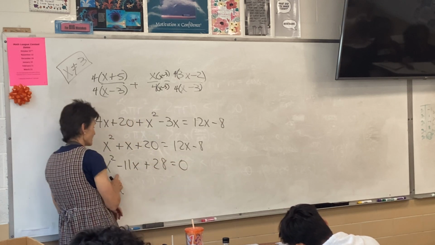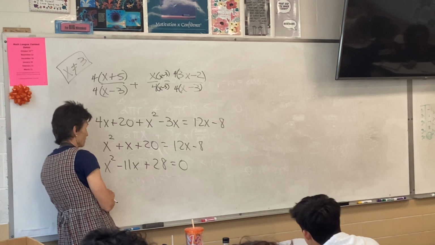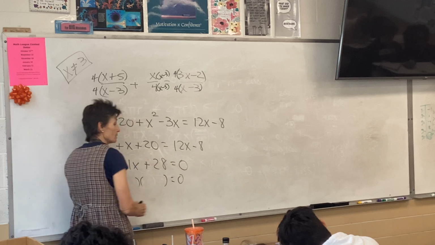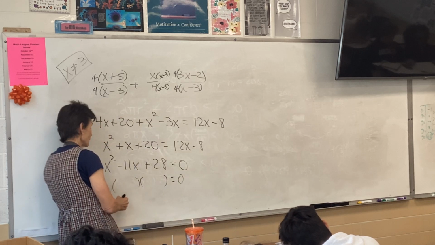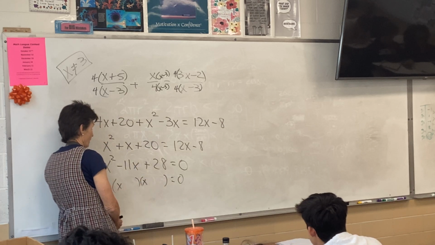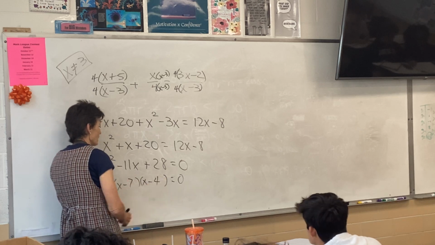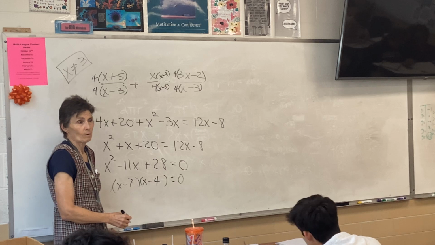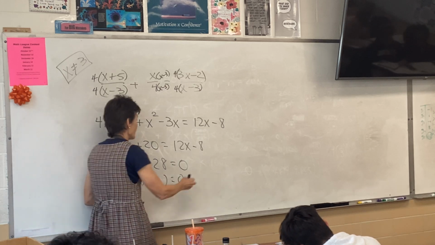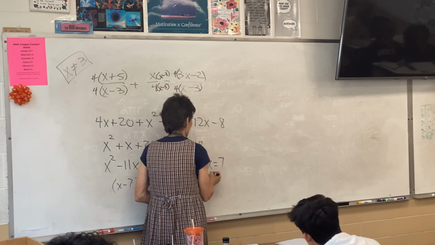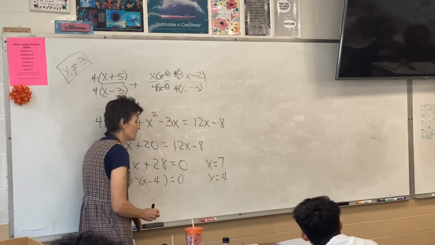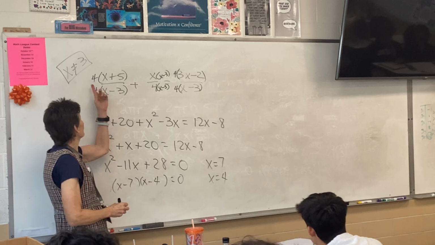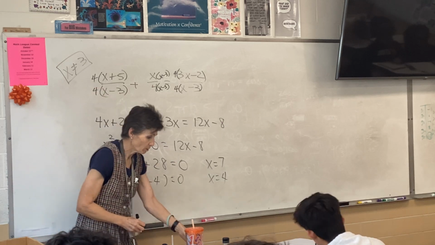And then what? Since it's quadratic, I can either factor this one. How does it factor? x minus 7, x minus 4. 7 and 4. Or if you don't want to factor, you could use your quadratic formula. Either way, we get x equals 7 and x equals 4 as our answers. We okay? All good. Everything's perfect. No problem.